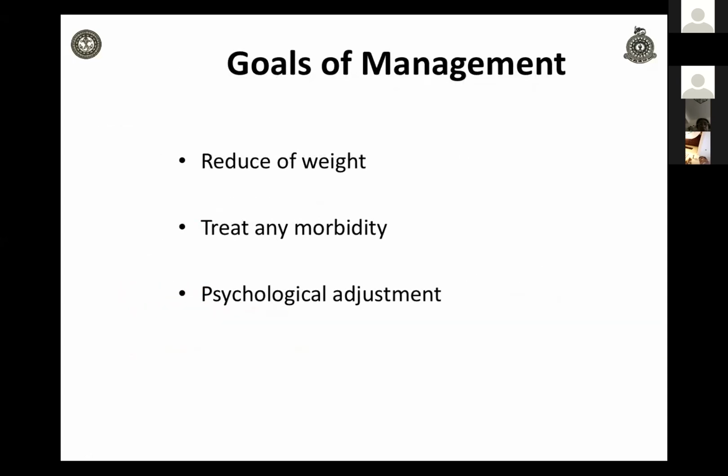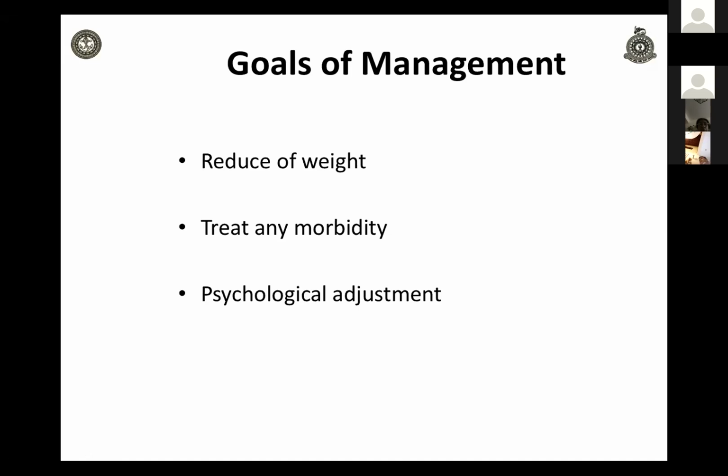So what do we do? Now we have diagnosed obesity. We have found out whether it is purely due to nutrition or whether it is part of another illness. But overall, what we have to do is manage them. So reduction of the weight is very important, treating any morbidity is also important, and psychological adjustment, because this is a behavior problem. And psychological adjustment may not be only for the child, but for the whole family, because if the other people are also adopting a wrong eating behavior and physical activity behavior, then naturally the child would also get pushed into the same stream.